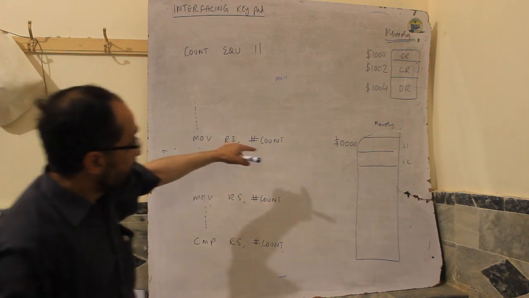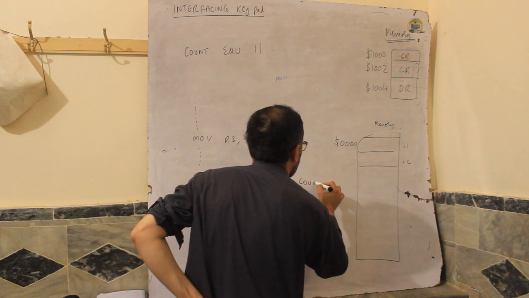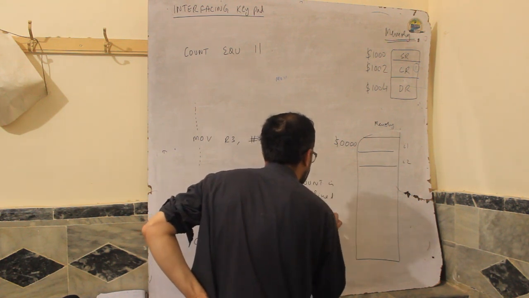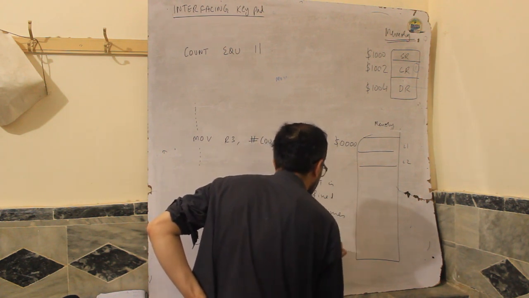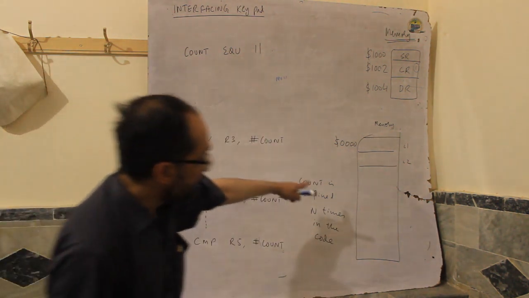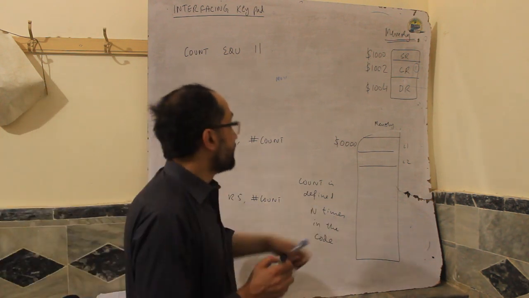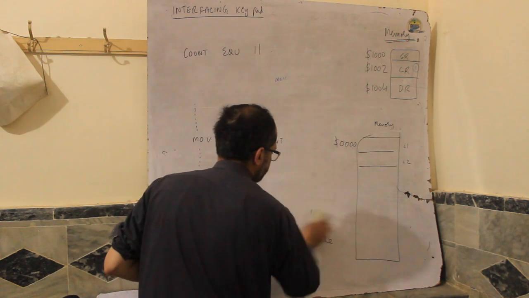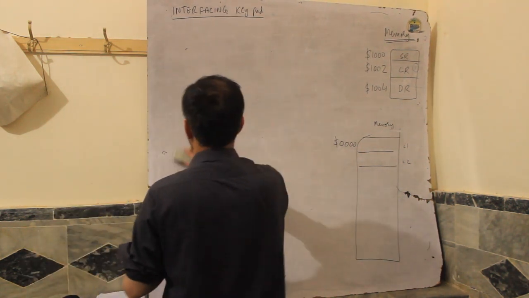So if count is defined n times in the code, we have to do only a single change instead of n changes. So we can save it for this example.